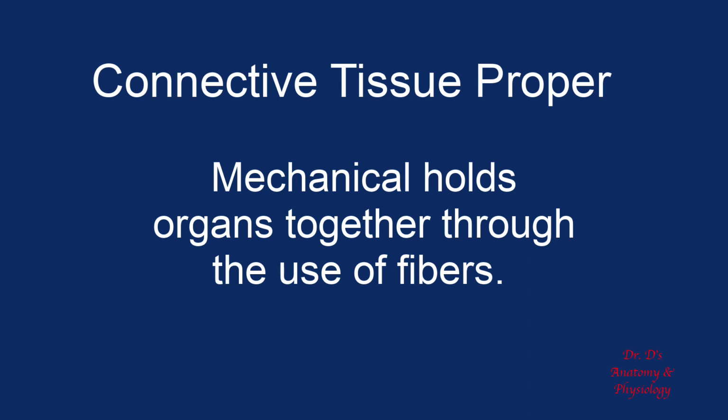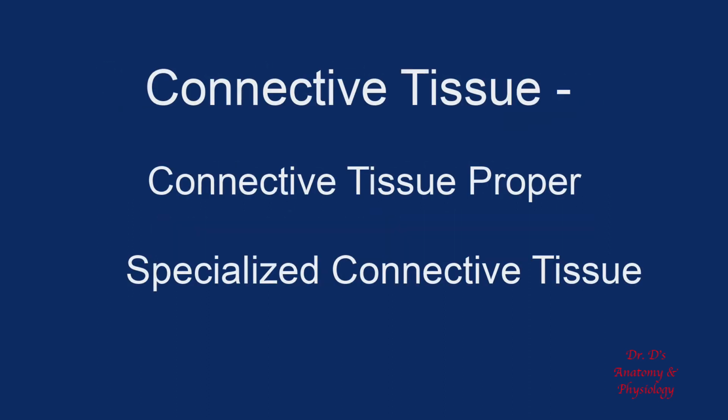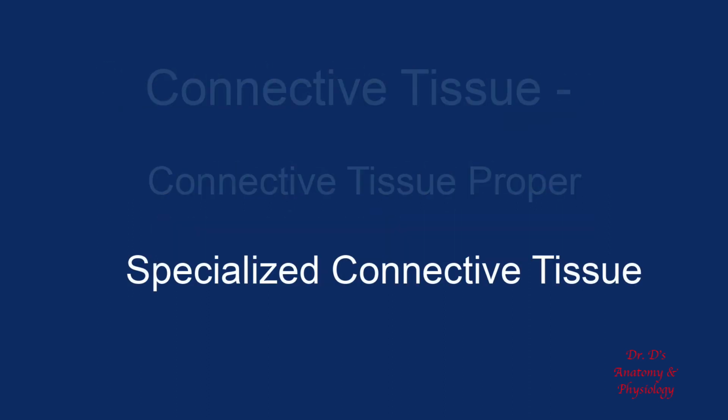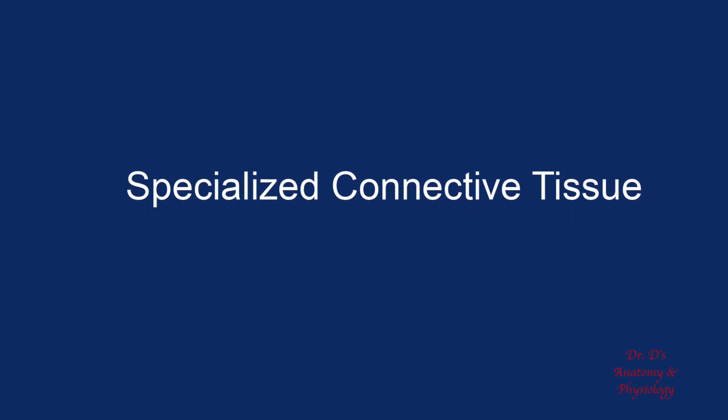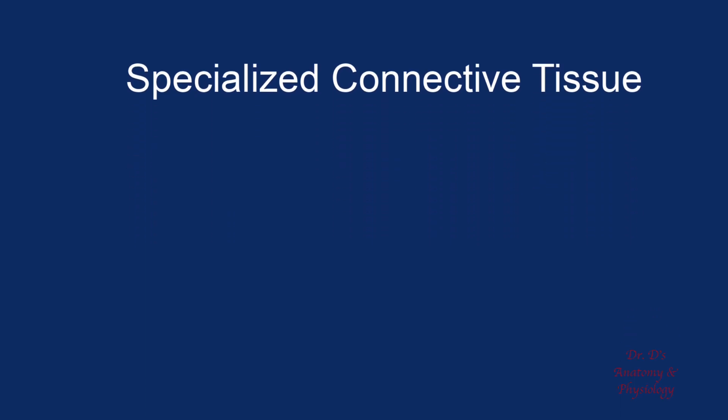Connective tissue proper includes the various tendons that connect muscles to bone, ligaments that hold bones together, and the elastic fibers that give the lining of large blood vessels their recoil or elasticity. Specialized connective tissue connects in a looser sense of the word.